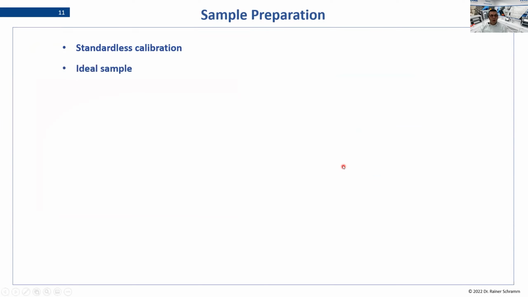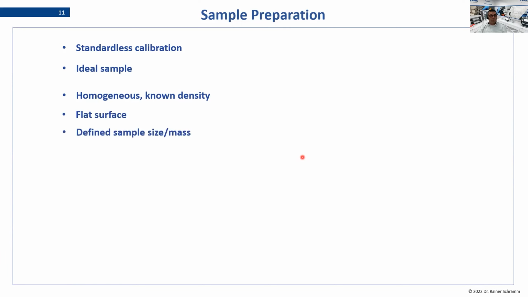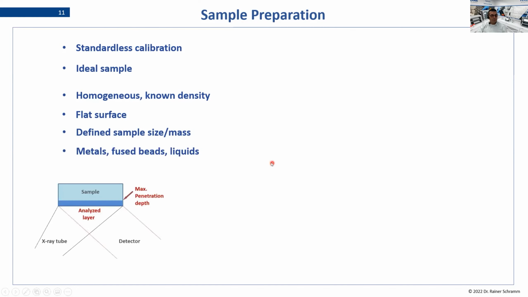It would mean that we also need an ideal sample so that the sample itself is not a problem. And this means the sample should be homogeneous with a known density. It should have an ideal surface. It should have a defined sample size, and we have to know the mass. And mostly we will find this as metals or as fuse speeds or liquid.